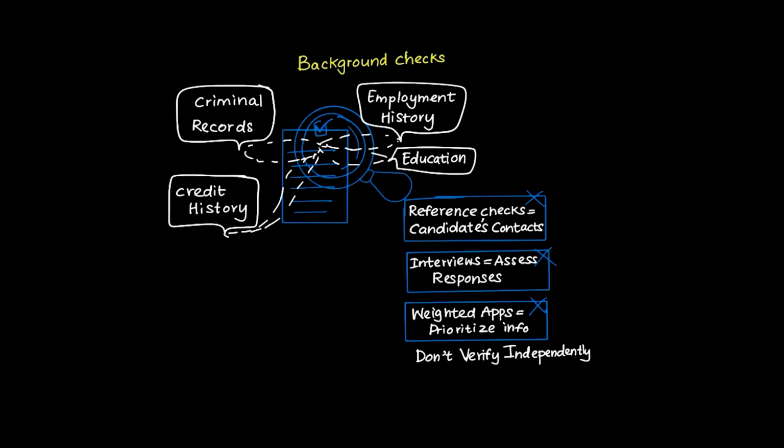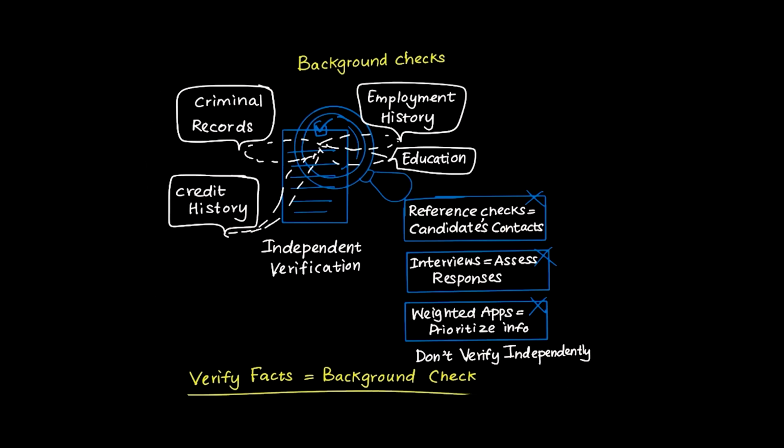Here's a WGU D351 OA exam tip for you. Verify, confirm, criminal history, and employment records all point to background checks. Quick recall hook: verify facts equals background check.